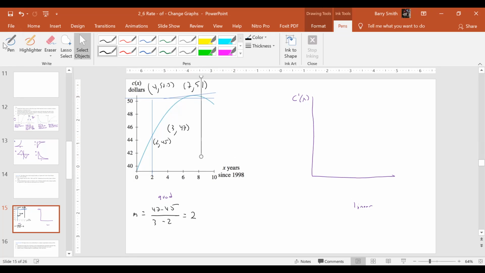And so then if we do that one, we have a slope equal to 51 minus 50.5 over 7 minus 4. So that's equal to 0.5 over 3. And so that's basically what, about 1/6, I think.